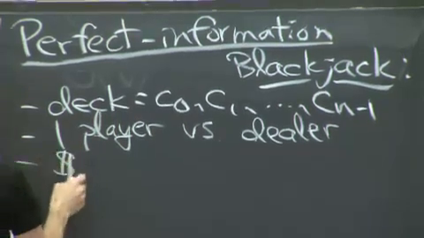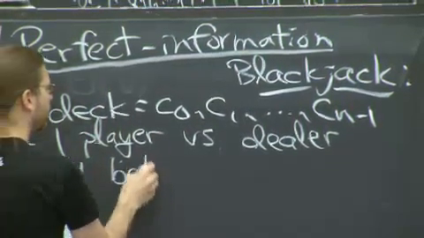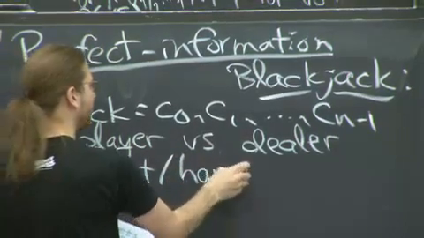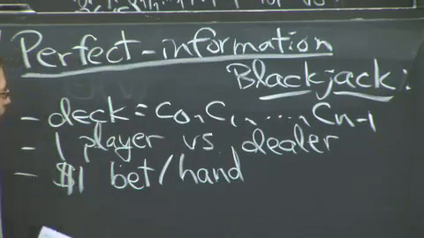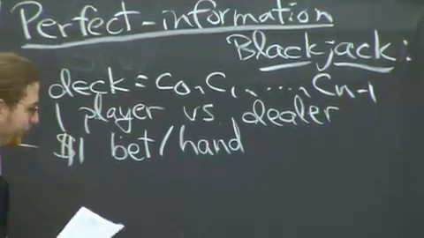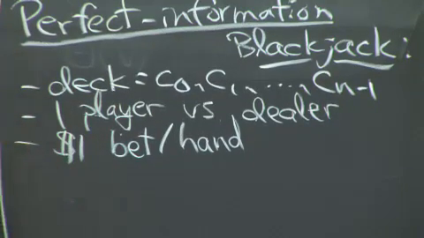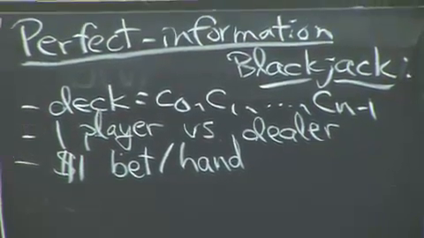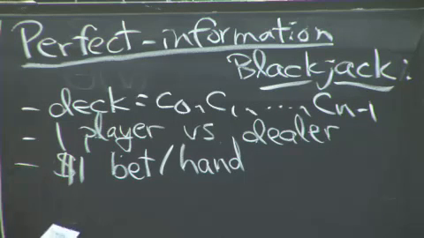Let's say $1 bet per hand, I think they're called. I'm not sure. Per play, per box, whatever. You're not allowed to double. You're not allowed to split. All these fancy rules are harder to think about, although you might be able to solve them as well.